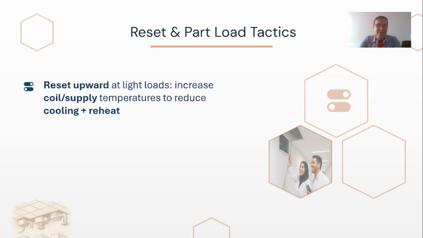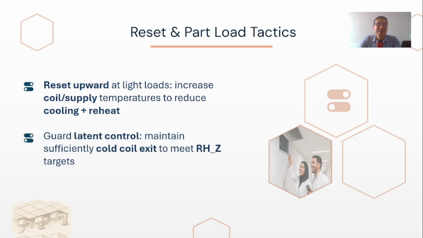So if you have a higher temperature air at the supply, then you are going to need less reheat. But there's a crucial caveat. You must guard latent control. We can't let the humidity run wild just to save some energy. Remember that the coil temperature is set at some level to reduce the humidity of the mixed air. So you cannot put it so high that this effect of controlling the humidity is hindered.